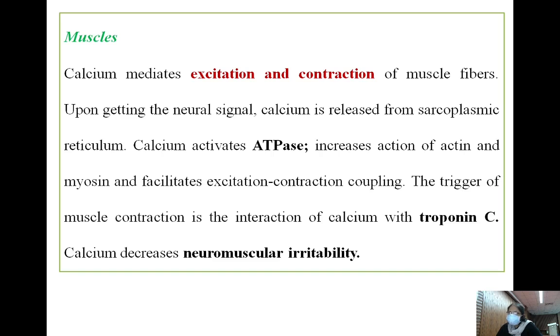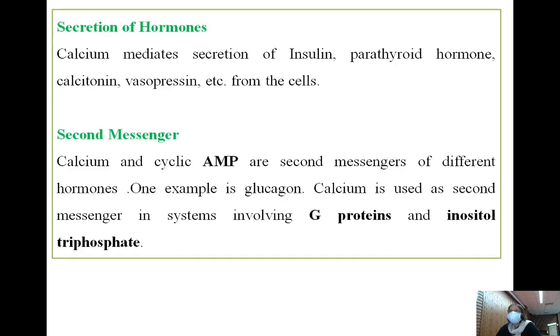Calcium decreases the neuromuscular irritability. Secretion of hormones: calcium mediates the secretion of insulin, parathyroid hormone, calcitonin, vasopressin, etc. from the cell. These are the hormones: insulin, parathyroid hormone, calcitonin, vasopressin.